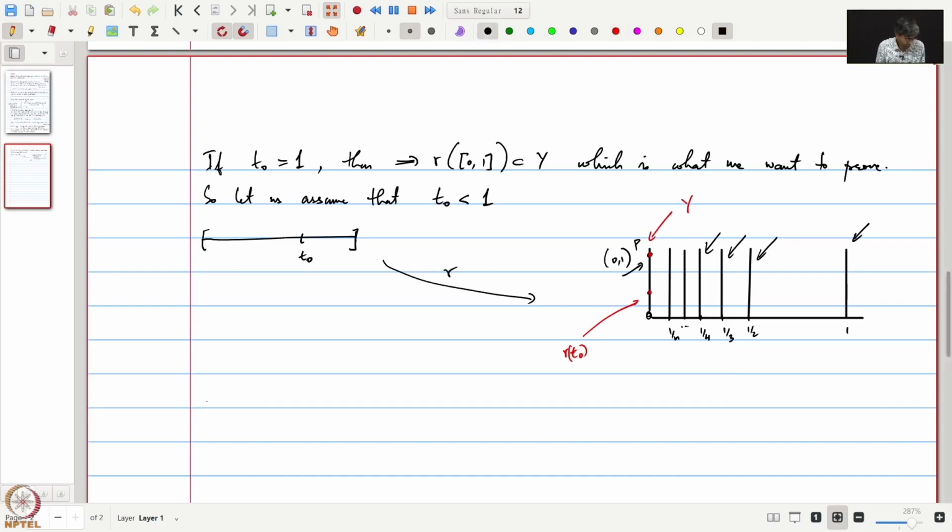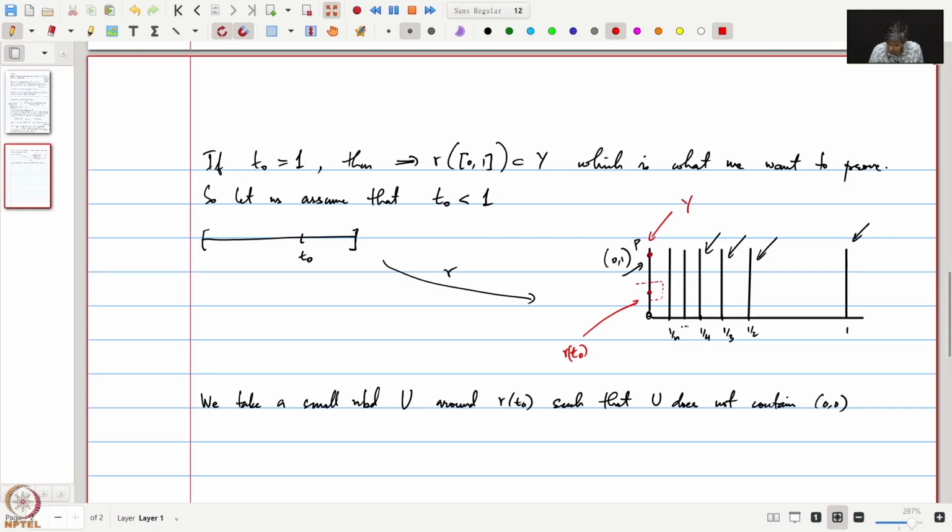So we take a small neighborhood U around gamma T naught such that U does not contain the origin. So U is, let us say, a small neighborhood in R2. We could, for instance, take a small square like this, a small rectangle like this. So this could be our U.